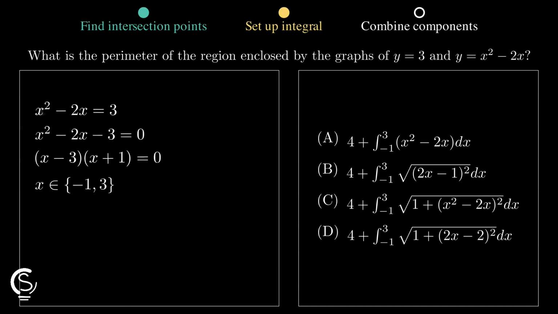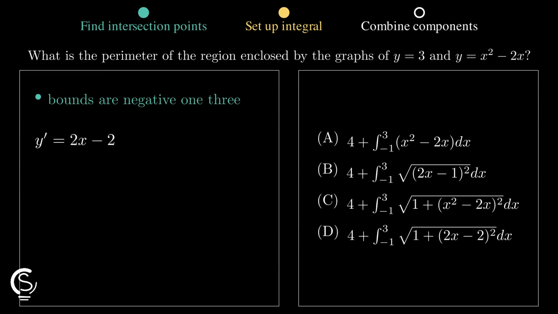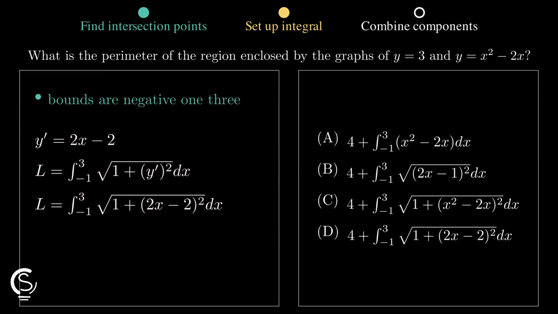The perimeter includes the curve and the straight line. The arc length of y equals x squared minus 2x is the integral of the square root of 1 plus derivative squared.